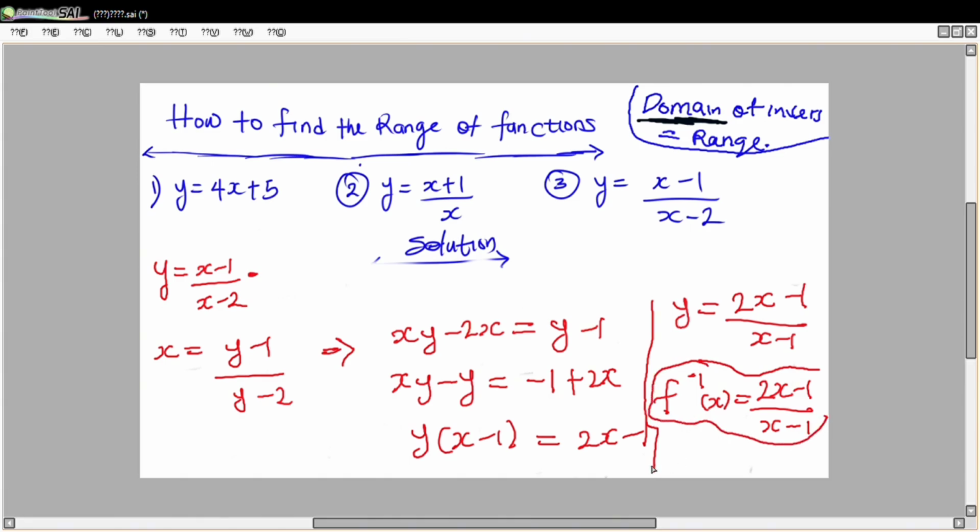What is the domain of this? The domain of this is all real numbers except what? 1. If you have watched the video on how to find domain, you know I got the answer. So my range here, range of f, is all real numbers except what? Except 1. All you have to do is x minus 1 must not be equal to 0, x must not be equal to 1, and that's all.